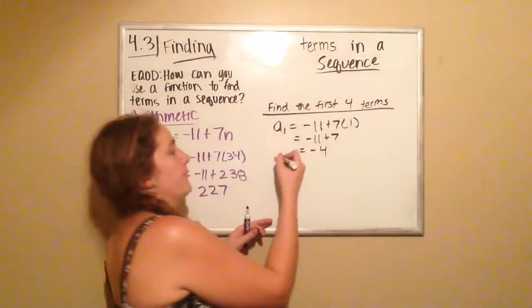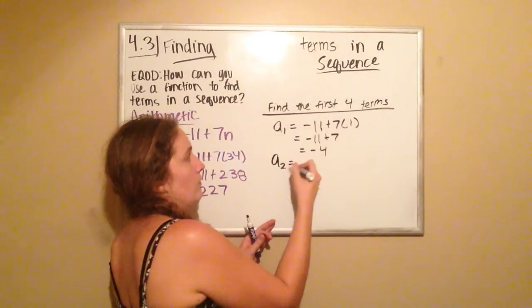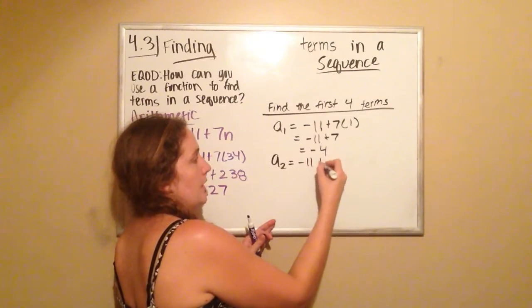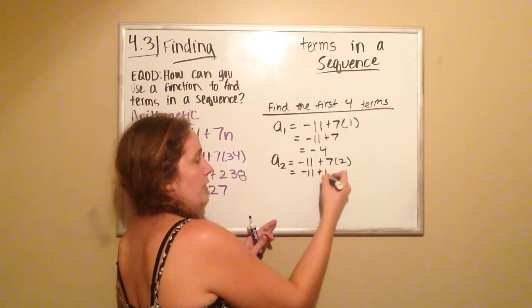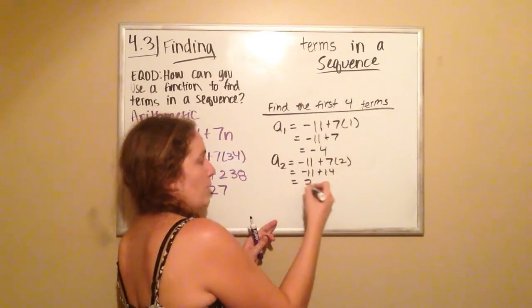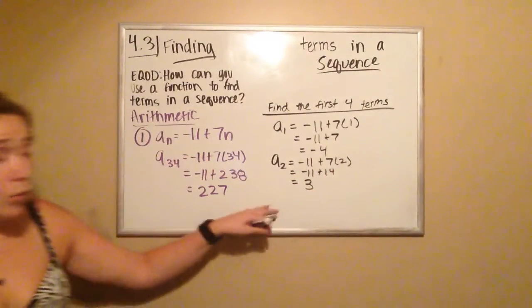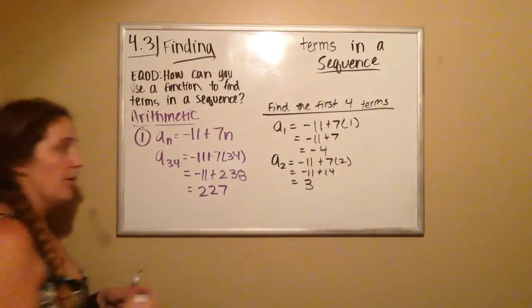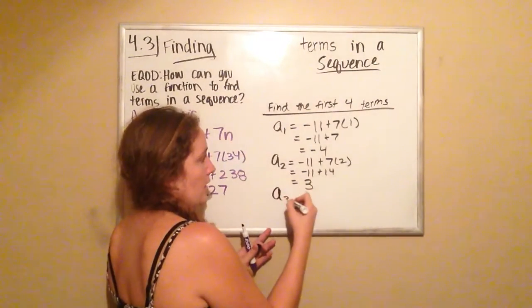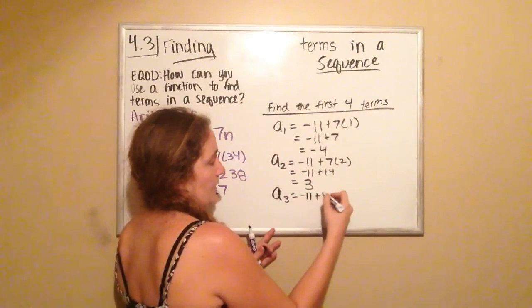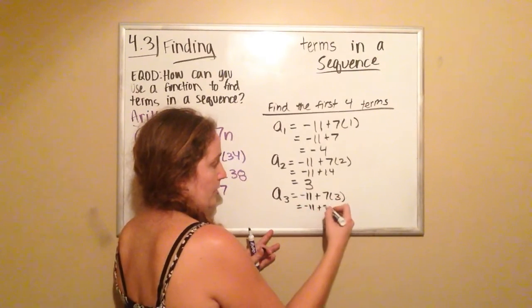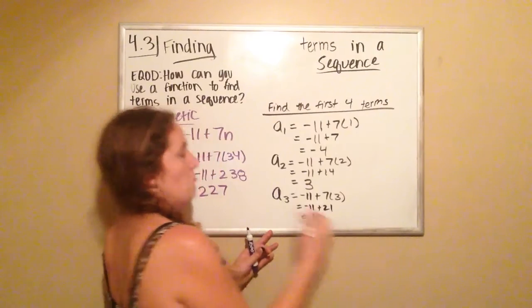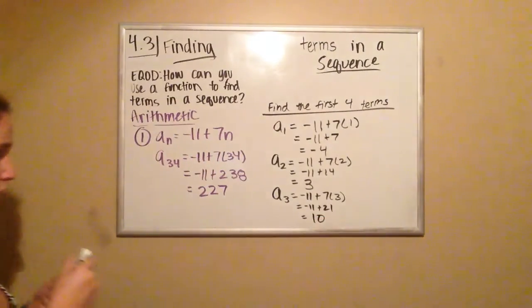Let's find our second term. Negative 11 plus 7 times 2. Okay, we get negative 11 plus 14, which is going to give us 3. Okay, we could continue with that exact same process. We could find a of 3. Negative 11 plus 7 times 3. Okay, this works fine. Negative 11 plus 21, which gives us 10. Works perfectly fine. We can do that for all 4 terms.